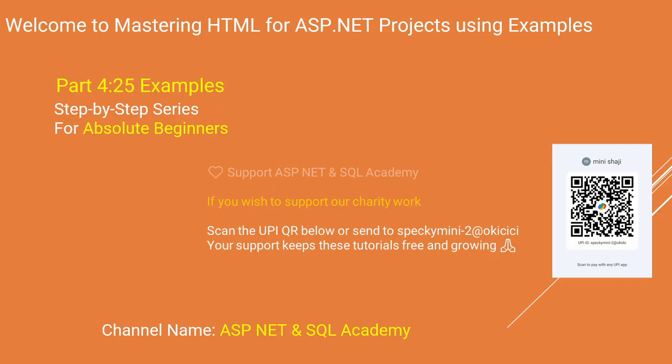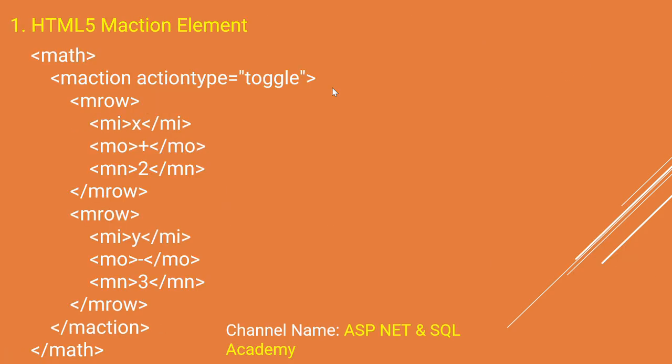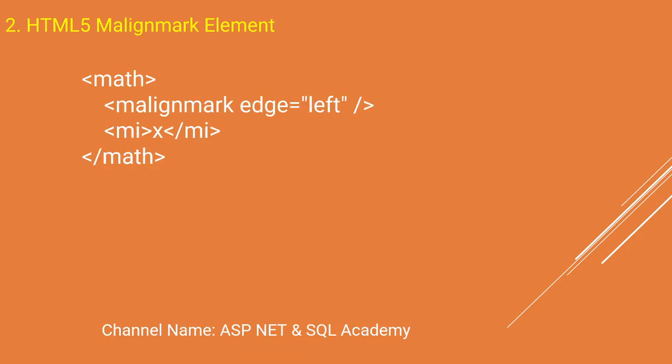The maction element is used to define math action. It is often used to specify an action in a mathematical equation. The malignmark element is used to define math align mark. It is often used to specify alignment in a mathematical equation.